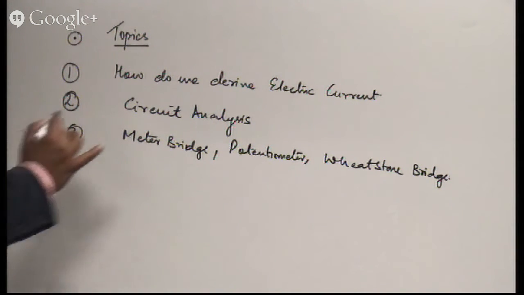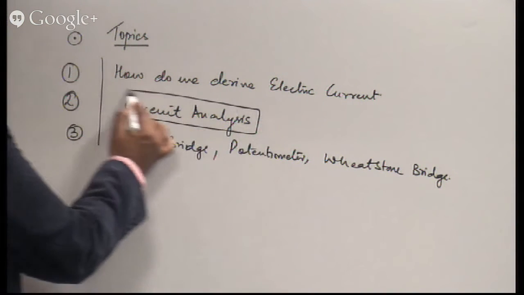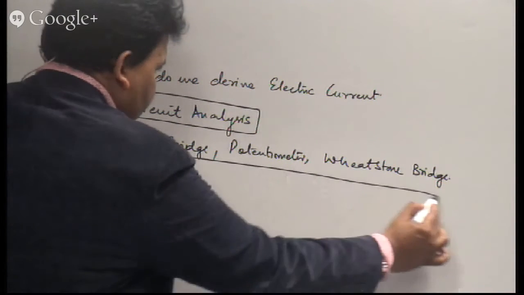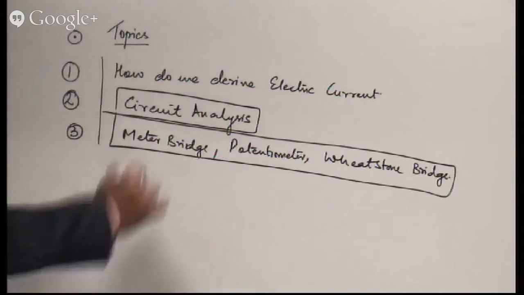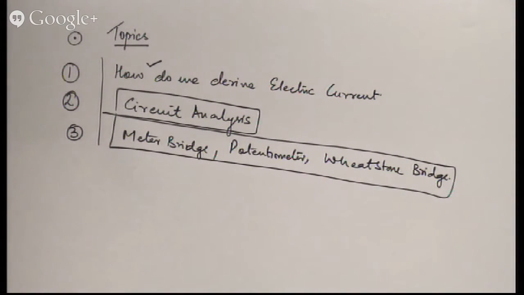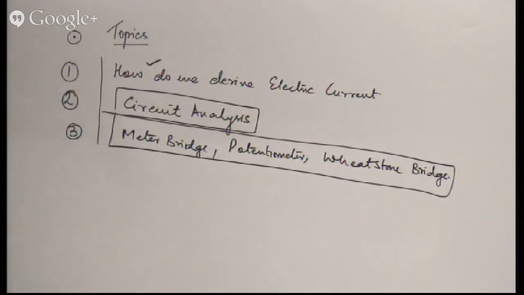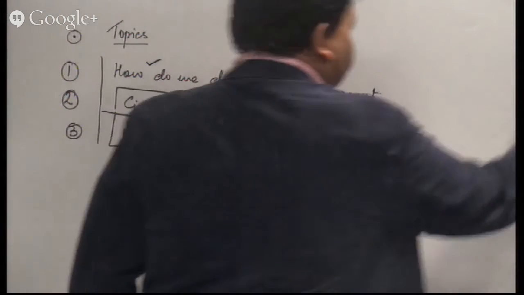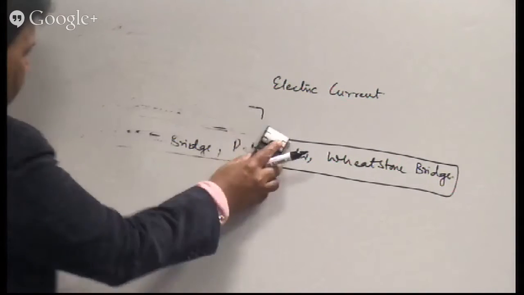Now, in IIT JEE, out of these 3, these are the 2 most important areas. One is the circuit analysis, and the other is, as far as your CBSE is concerned, you will have a derivation to come on derivation of current. Okay? So tell me, where should we start from? Where do you want to start from? So let's start from the very beginning.